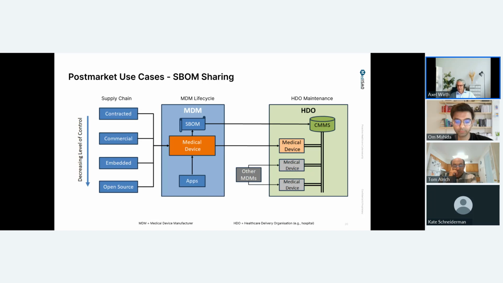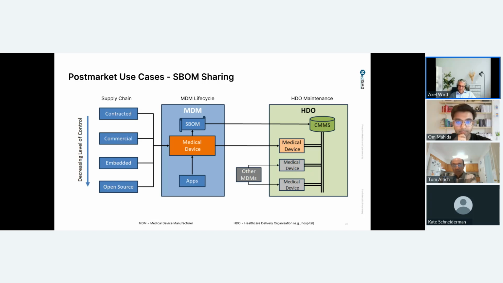And ideally, when your customers receive the medical device, they should also receive the SBOM and other security information that becomes part of their database, whether it is a CMMS, computerized maintenance management system, or other inventory or security management systems, of which there are various types out there. I just picked CMMS as an example here.